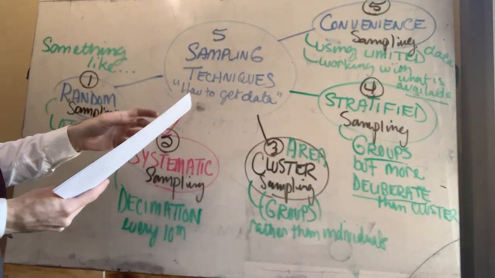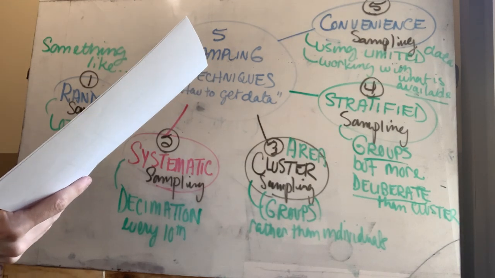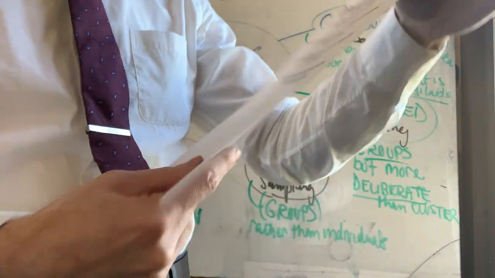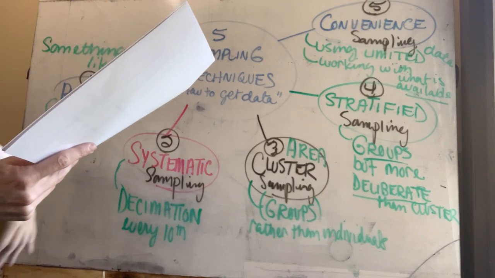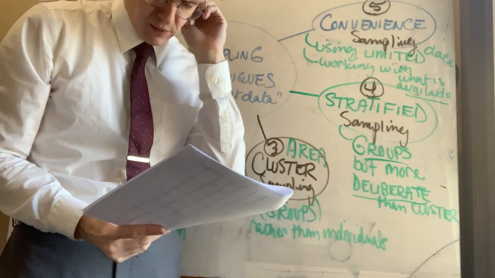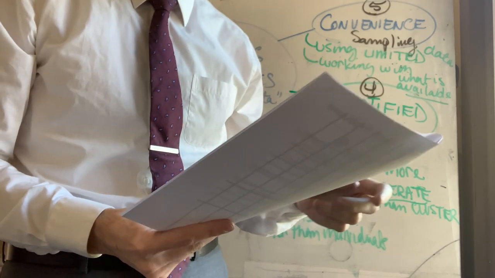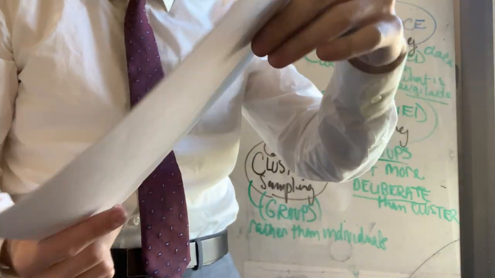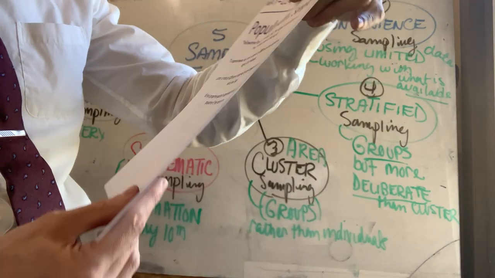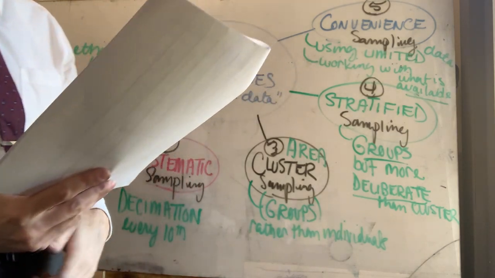Yellowstone Park in Wyoming has the largest population of free-roaming bison in the world, water buffalo. To approximate the total, a sample of 200 bison are captured, tagged, and released, which, as cruel as this sounds, they put a tag in the poor animals, just to keep track, all right? Later, a total of 120 bison is observed by park rangers, six of which have tags. All right. Write a proportion equation to approximate the total population of free-roaming bison.